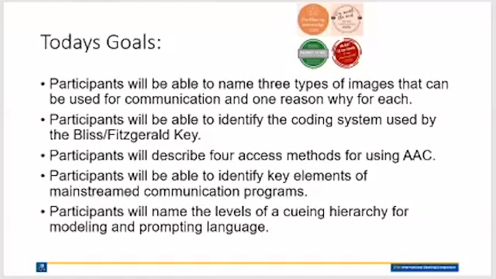So the first thing we'd like to show you are the different images and the different language systems that are available. We'd like to talk to you about the Bliss, symbolic, or Fitzgerald key, modified Fitzgerald key that you might notice in devices. We're going to talk to you about access methods, which you may be more familiar with. We want you to identify some key elements of some different mainstream communication systems. And finally, we'll talk about the queuing hierarchy and modeling and prompting.